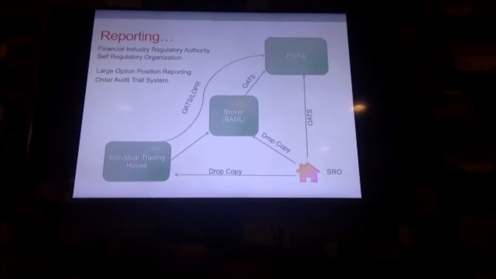Unfortunately, the reporting lines aren't as simple as you would expect. They look a lot more like this, where the exchange is doing a drop copy, not just to the internal trading house that placed the order, but they're putting a drop copy into the exchange. They're doing an OATS report to FINRA itself. Your broker is doing an OATS report to FINRA, and the individual trading house is doing an OATS report to FINRA. FINRA then stops and compares all of these and tries to find a discrepancy. If there is a discrepancy, they give you a call. If there isn't a discrepancy, you plug it on, and then they audit you every 6 months to see what your systems look like.